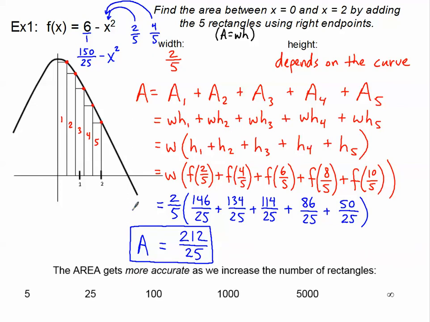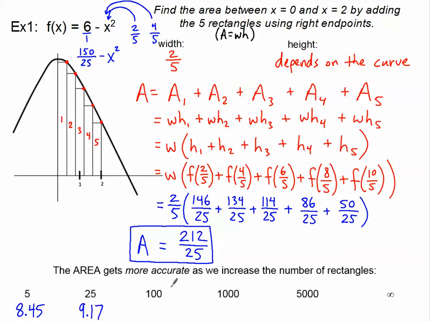So that's only if we have 5 rectangles. The area will get more accurate as we increase the number of rectangles. So this, of course, is left as a fraction because I like that, but if we changed it into a decimal, our area with 5 rectangles is 8.45. If we increase this to 25 rectangles, now I'm not going to show you all that work, but believe me, I did it, the area would be, as a decimal, 9.17.